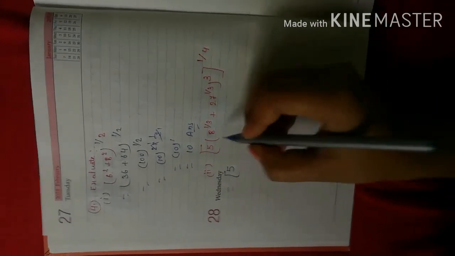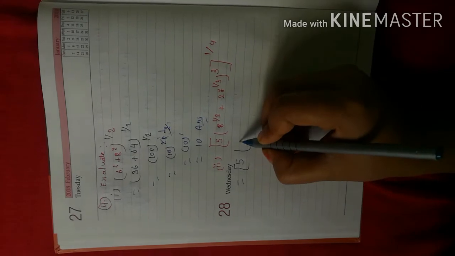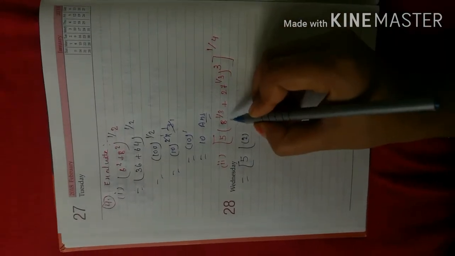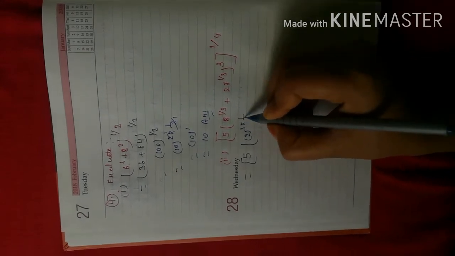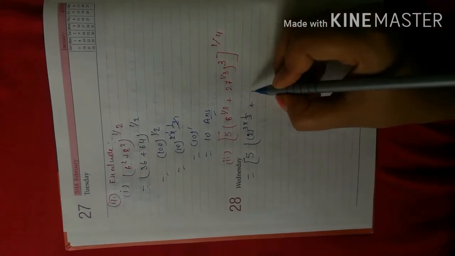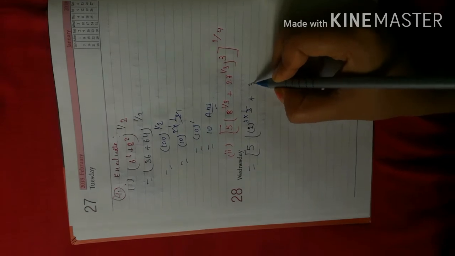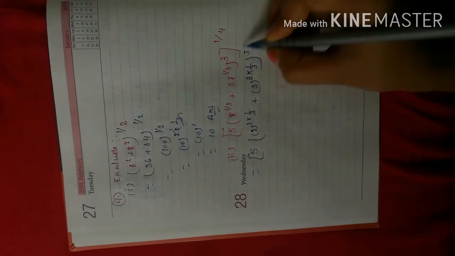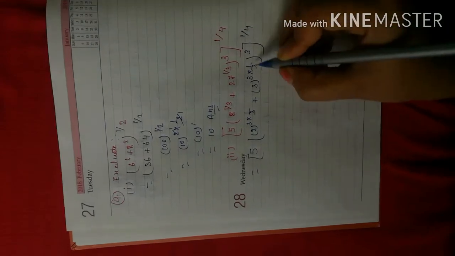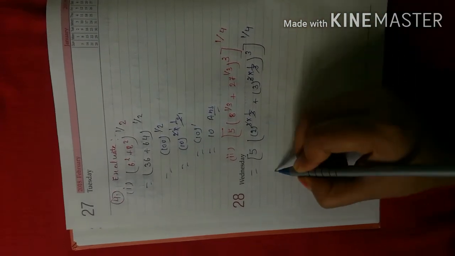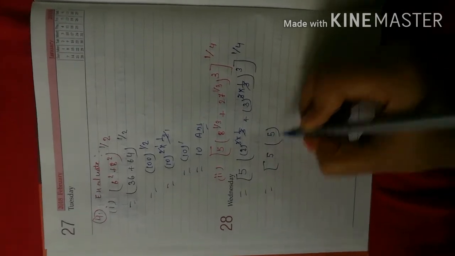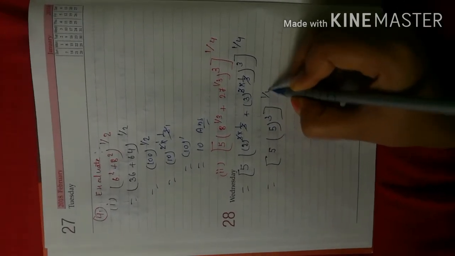Here we can see 8. If we take the cube of 2, then we will get 8. So we can write 2 to the power 3 into 1 by 3. Here also 27 is a cube of 3, so we can write 3 to the power 3 into 1 by 3. And next we will write as it is. 3 will be cancelled from here also. Now we can see 3 plus 2, 5, to the power 3, whole to the power 1 by 4.